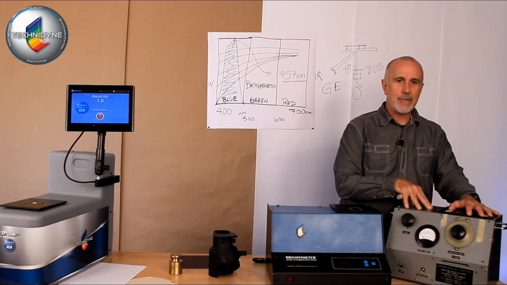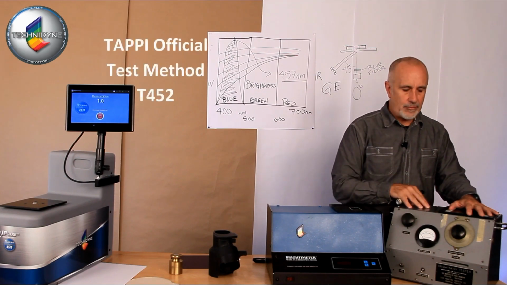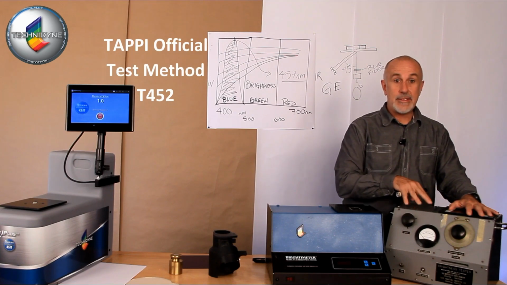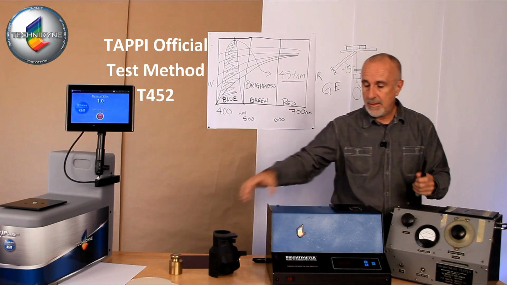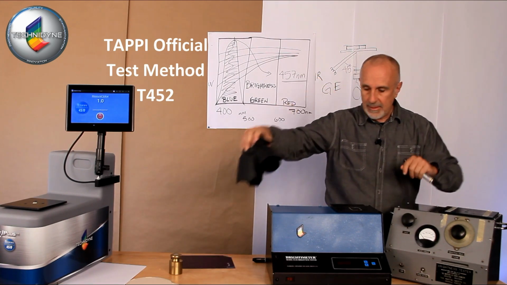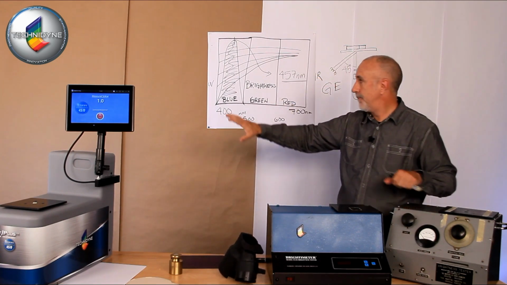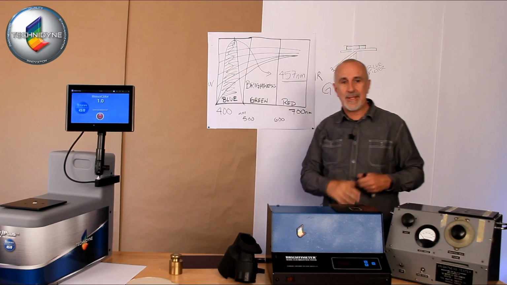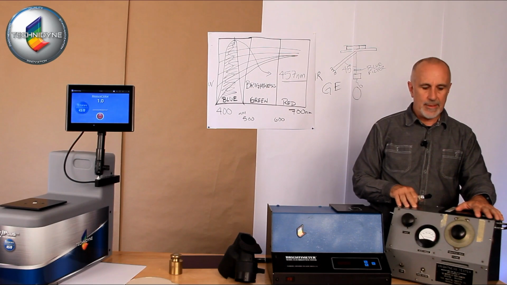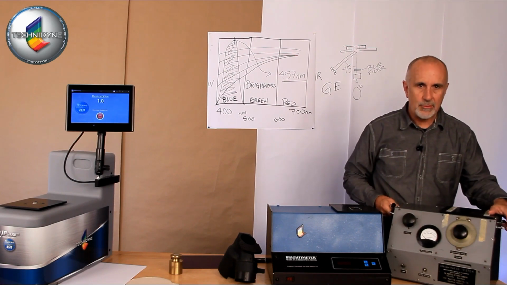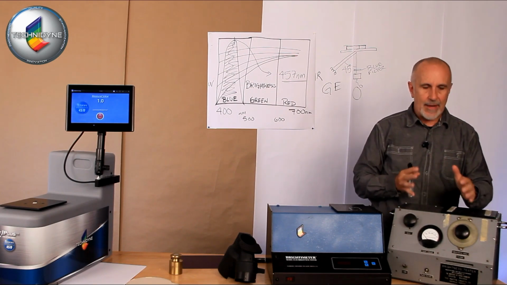And so TAPPI during this time in the early 1950s developed the TAPPI T452 optical method, which defines this measurement geometry. It defines the filter function for this and the calibration, everything for that. So it was during this window of time that it was written. But you can see this is the original, really, instrument that got out into the market quite a bit.